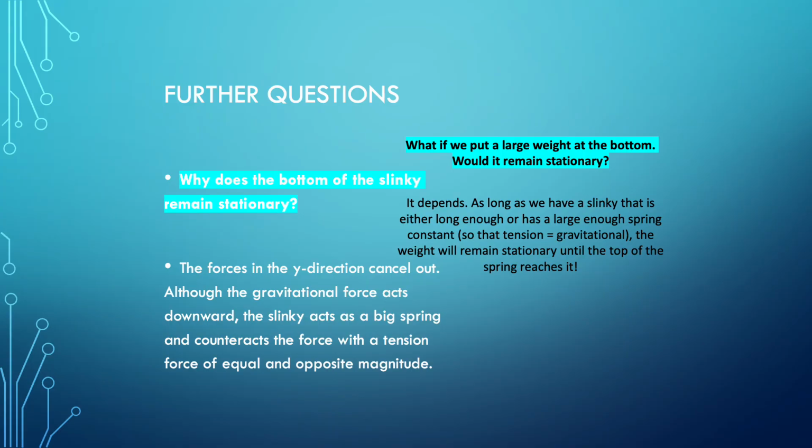And for the second question, the forces in the y direction cancel out. Although the gravitational forces act downward, the slinky acts as a big spring and counteracts the force with a tension force of equal and opposite magnitude.